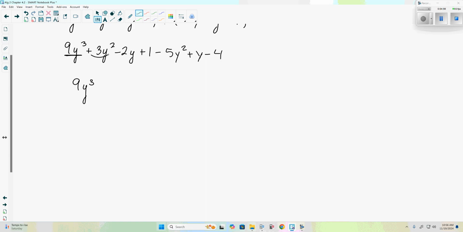Almost. I think you gave me the answer. 3y squared minus 5y squared, which would give us negative 2y squared. Negative 2y squared instead of 5. Yeah, no, you gave me the answer. The number of times I've done that, I can't count.